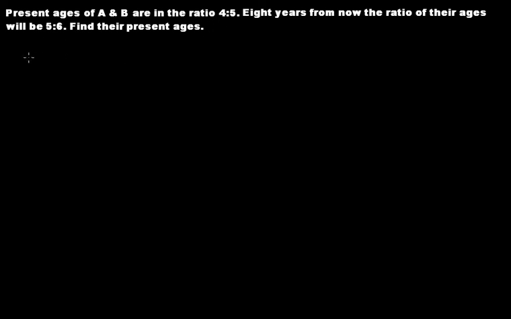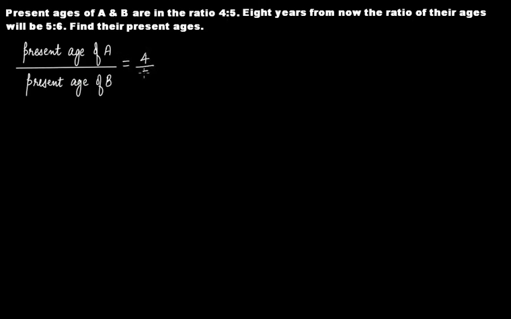So it means that if we write it like this, present age of A and ratio present age of B. The ratio is how much? 4:5. It means that if the present age of A is 4, then the present age of B will be 5.